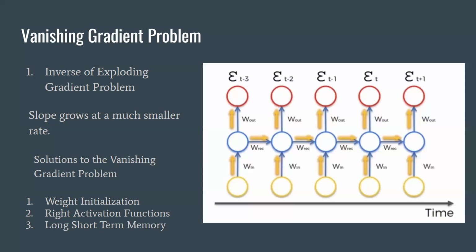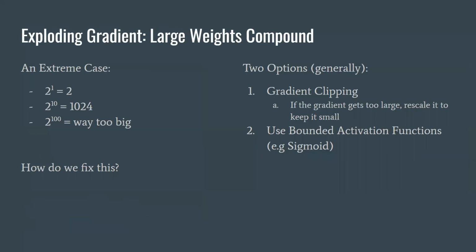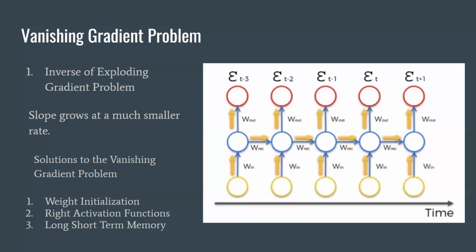How do you solve this, right? Just like with the exploding gradient problem, where we had solutions like gradient clipping and using bounded activation functions, here we can do something very similar. We can reinitialize the weights through each pass, or B, you can select the right activation functions, just like with the exploding gradient problem, albeit you'd have to invert it.